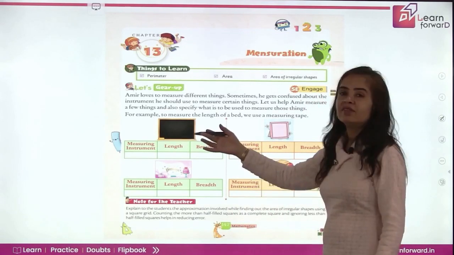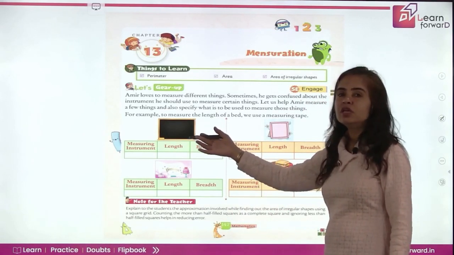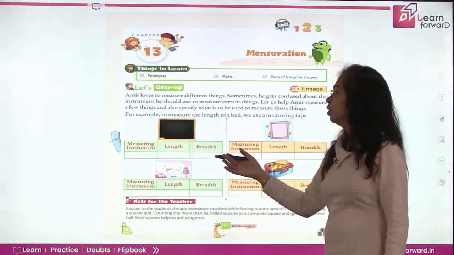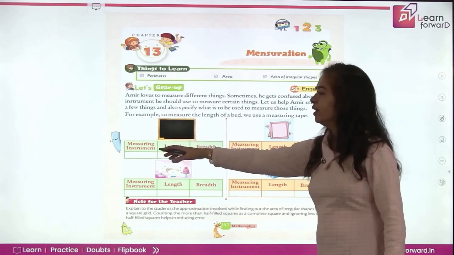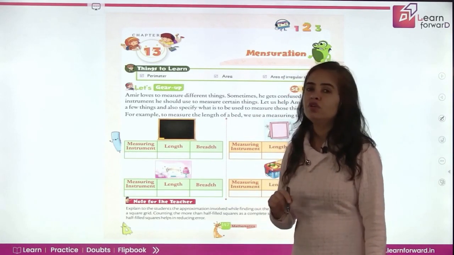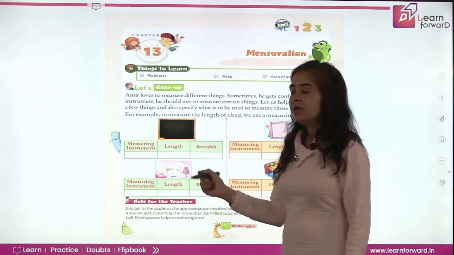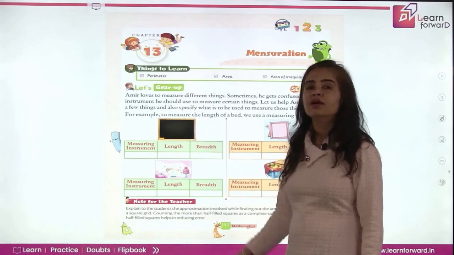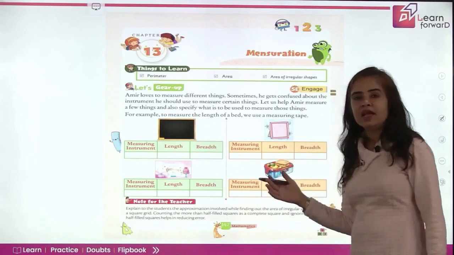So here we have the blackboard. What do you think he should use to measure it? A measuring tape, because this is longer. So you have to write the measuring instrument should be measuring tape, and with the help of your measuring tape, you have to measure the length and breadth of your class blackboard. You can take help of your teacher.